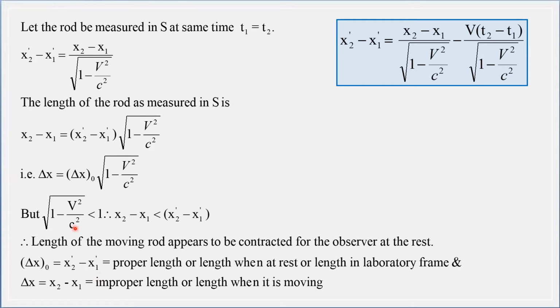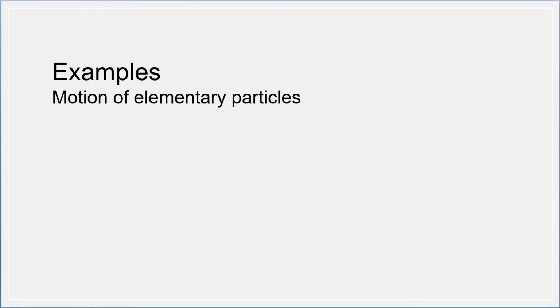So there are problems based on this. It is given in your notes, and they are very simple. With direct substitution you can get the answer. But remember, you should know what delta x suffix 0 represents. That is when the rod is at rest, and delta x is when the body is moving. Remember that the length which is moving in the direction of motion, that length gets contracted. Now I'll mention some examples where length contraction takes place.